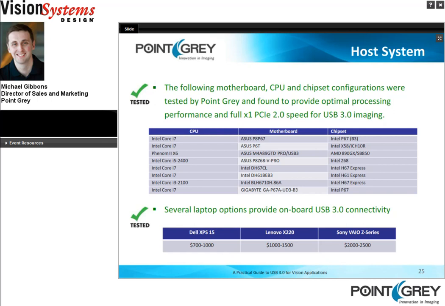One encouraging thing is that there's lots and lots of laptop options available now that provide onboard USB 3 connectivity. Again, that's one of the big draws, I think, of USB 2, is that easy support. And now with USB 3, you've got a pretty wide range of laptop solutions available, even ones that are well under $1,000.